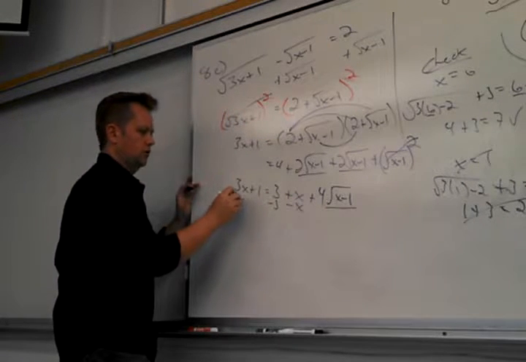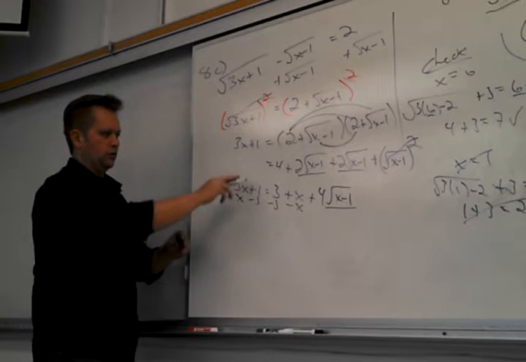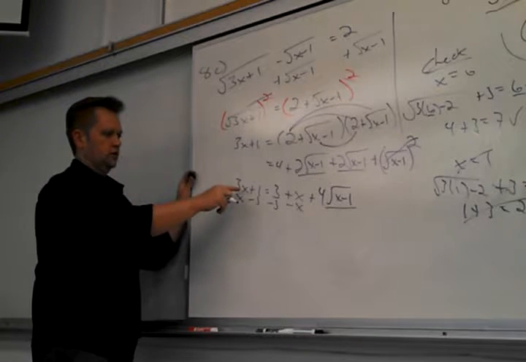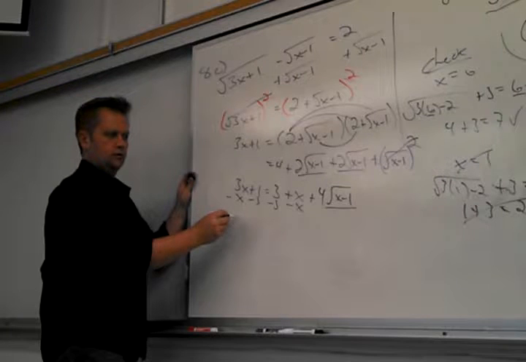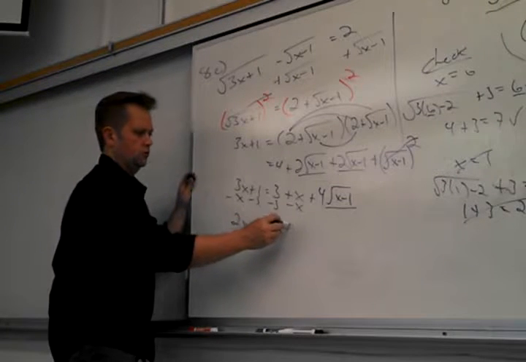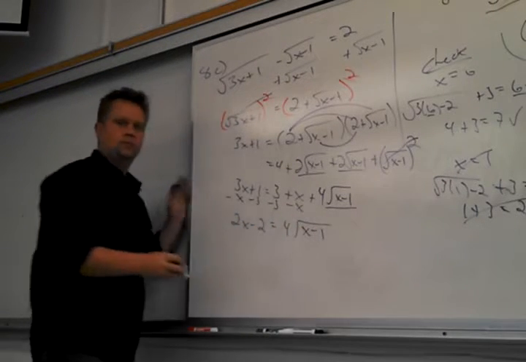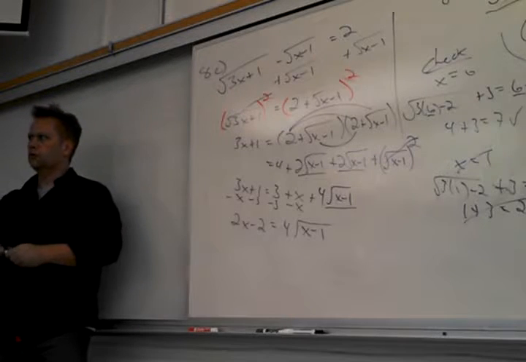So I'm minus 3 minus x, maybe line them up with the right like terms. So I get 2x minus 2. 2x minus 2 equals 4 of these.